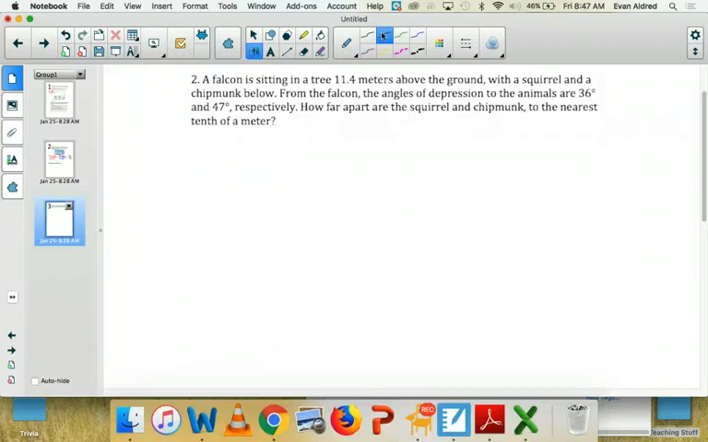Okay? So that's our first question. Now if you flip the reference guide over or turn to the next page, you'll see another question that involves multiple right triangles.